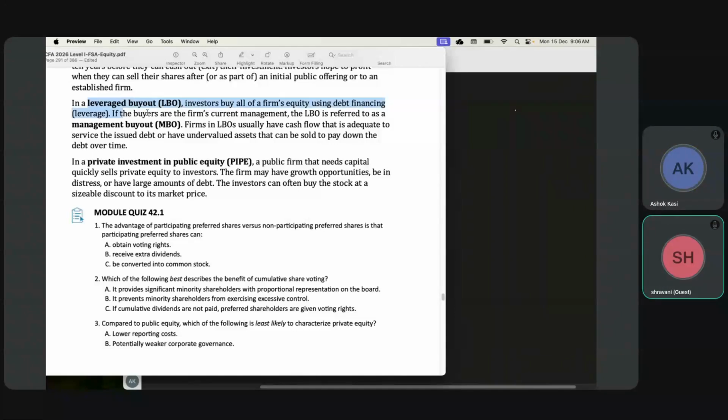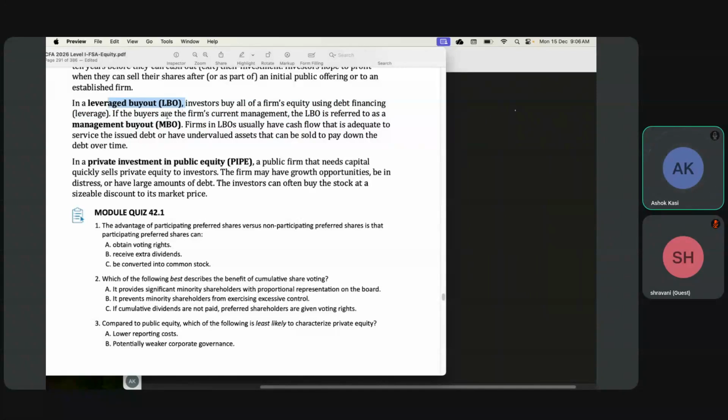Then in your leveraged buyout, what is a leveraged buyout? A leveraged buyout is where you are borrowing to buy a company. Using debt financing, you are buying a company.